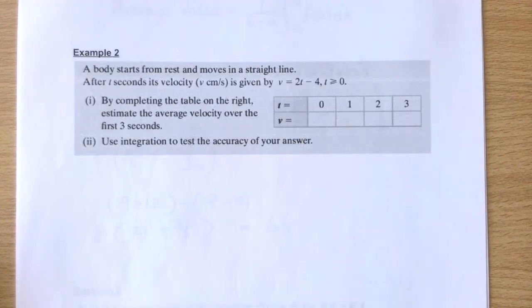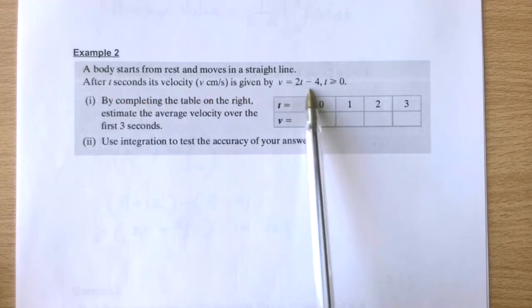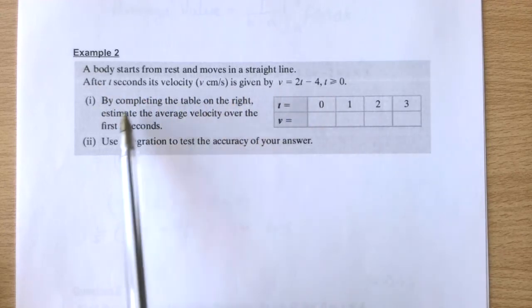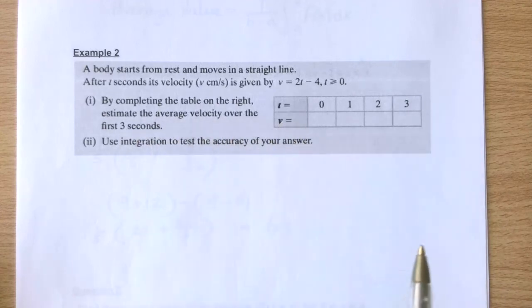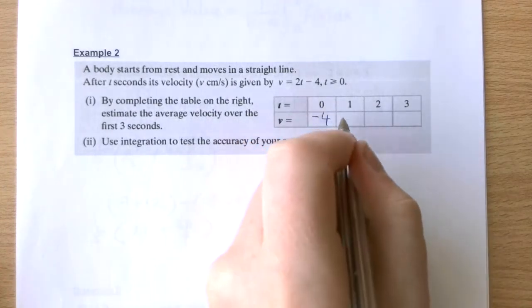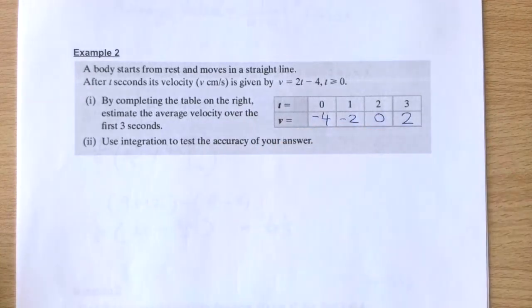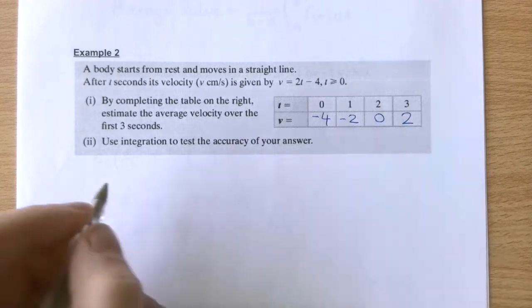First thing we need to do for this question: a body starts from rest and moves in a straight line. After t seconds, its velocity is given by this function. By completing the table on the right, estimate the average velocity over the first 5 seconds. So we're going to sub our values into the formula, and then we can get our answers. The first one is going to be minus 4, then minus 2, then 0, and then 2. It says then find the average velocity after the first 3 seconds.